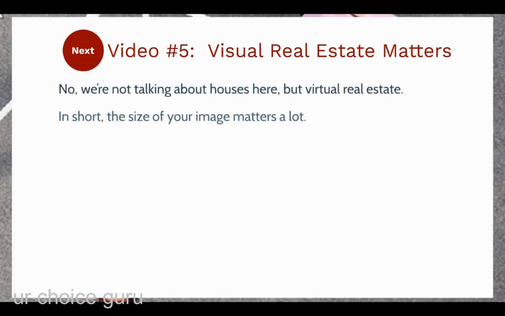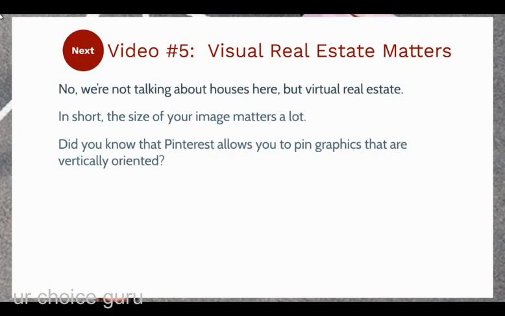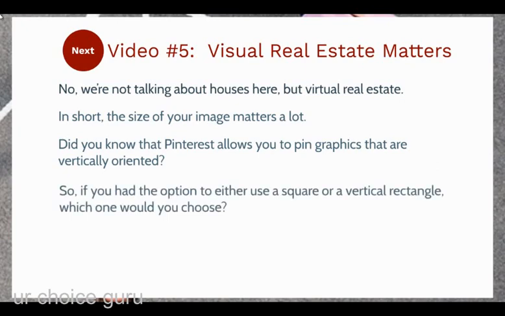So if the image is big, then of course your real estate is going to be bigger. If it's small and you're not taking a whole lot of space, then your real estate, virtually or visually, is not going to be a whole lot. Now, why does that matter? Well, did you know that Pinterest allows you to pin graphics that are vertically oriented, meaning that they're long, which means that you're going to take more real estate compared to that of a square? So if you had the option to use either a square or a vertical rectangle, which one would you use? Well, the vertical rectangle, of course, right? Because not only does it take more space out of the page, it definitely shows up compared to all the other images. And not only that, in addition to that, it stands out.